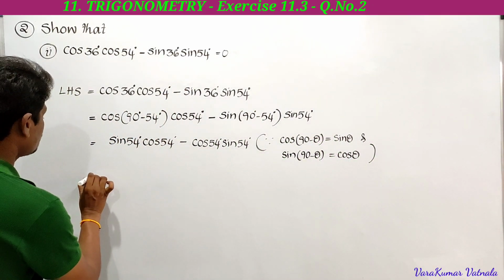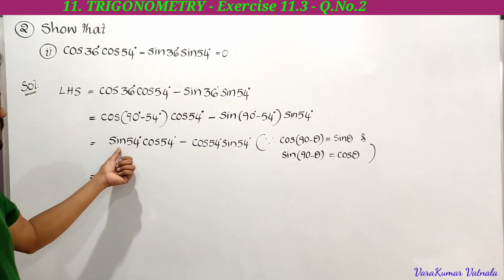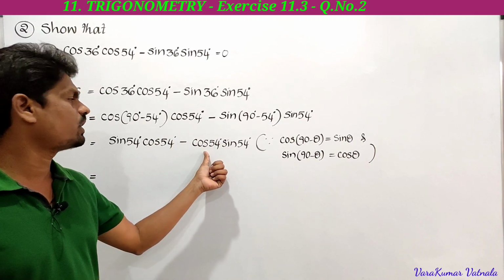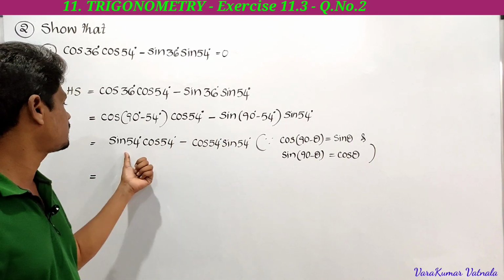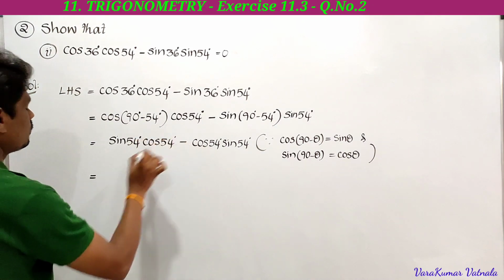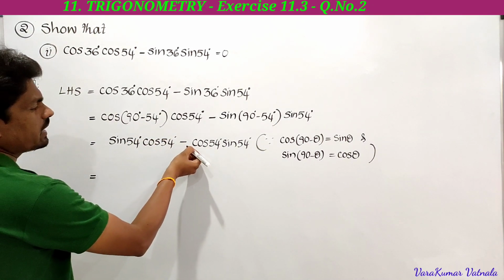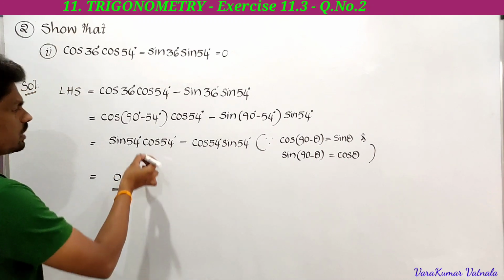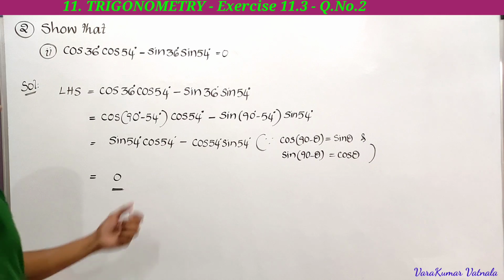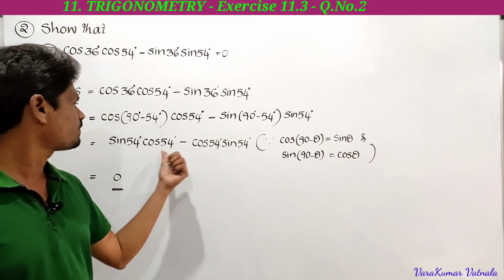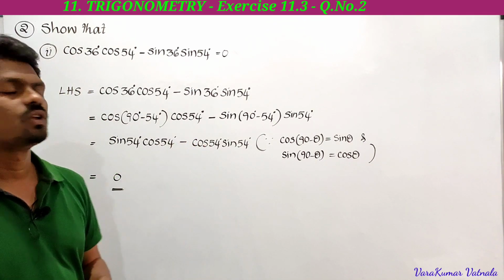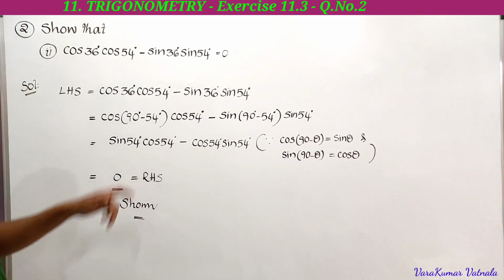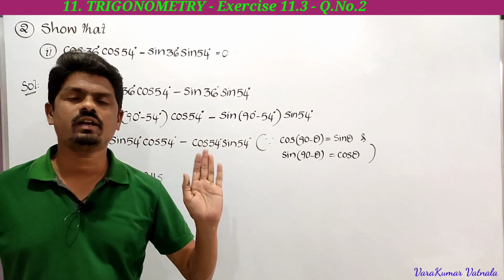Now if you observe the first and second terms, it is sin 54 into cos 54. It is also sin 54 into cos 54, but here minus is there. So sin 54 cos 54 minus sin 54 cos 54, we can get 0. So here both are same, just like 1 minus 1 is 0. These two terms are same. So this is 0. Therefore shown. So this is the second bit in the second problem.